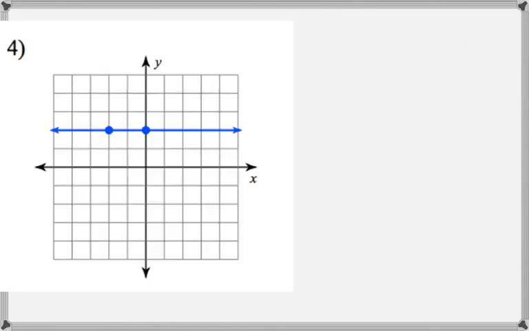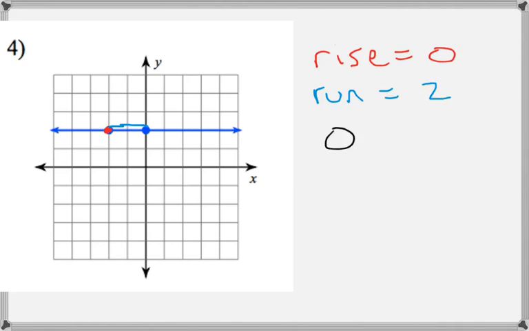Let's look at another example. In this line, we need to find our rise and our run. If I stand at this point, how far up or down do I need to travel to get to the same height as the point I'm traveling to? I don't have to move up or down, so my rise is 0. Now how far left or right do I need to move? I need to move 1, 2 spaces in the positive direction. So my run is a 2. Our slope is always rise over run, so 0 over 2. 0 divided by anything is always 0, so my slope of this line is 0.